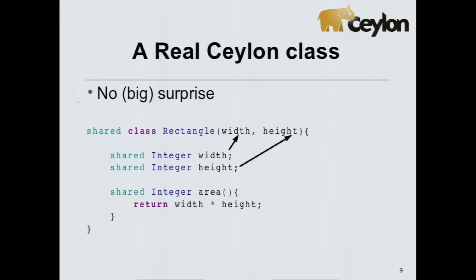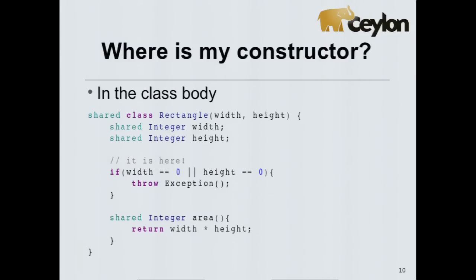The actual class name has parameters. That probably looks like the constructor. And the actual attributes have the same name as the parameter. This one is a bit harder to guess, but what happens is that we set the value from the constructor values automatically. Where is the constructor, by the way? So instead of having an ad hoc syntax to write the constructor, what we thought about is to make Ceylon extremely regular as far as the grammar is concerned, to A, simplify our work, and B, make it much more regular and readable.